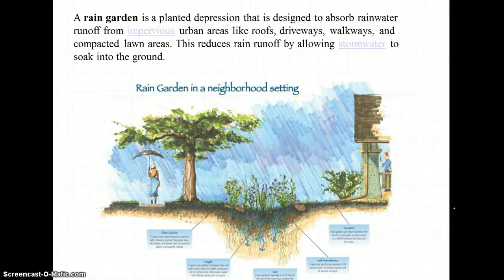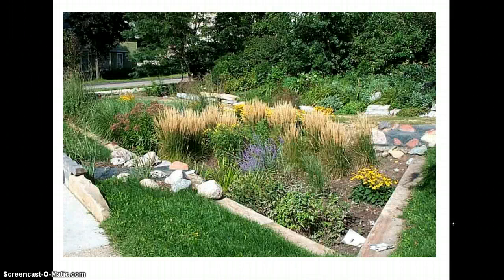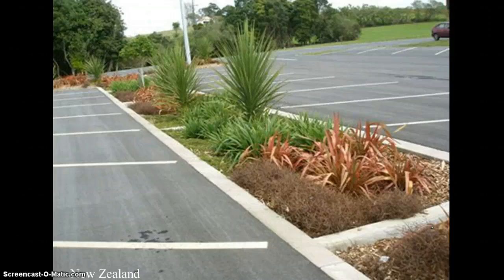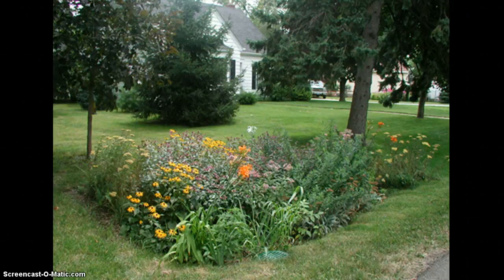Rain gardens are a way to get water into the ground and not have it run over the surface and into the storm drain. And they're just low areas on your property where you plant certain kinds of plants that look nice. Again, the goal is to keep the water from getting into the rivers too quickly and into the ground. And they come in various forms. Here's one where the parking lot is graded so that the water runs into the rain garden and not into the storm drain. One in somebody's front yard.